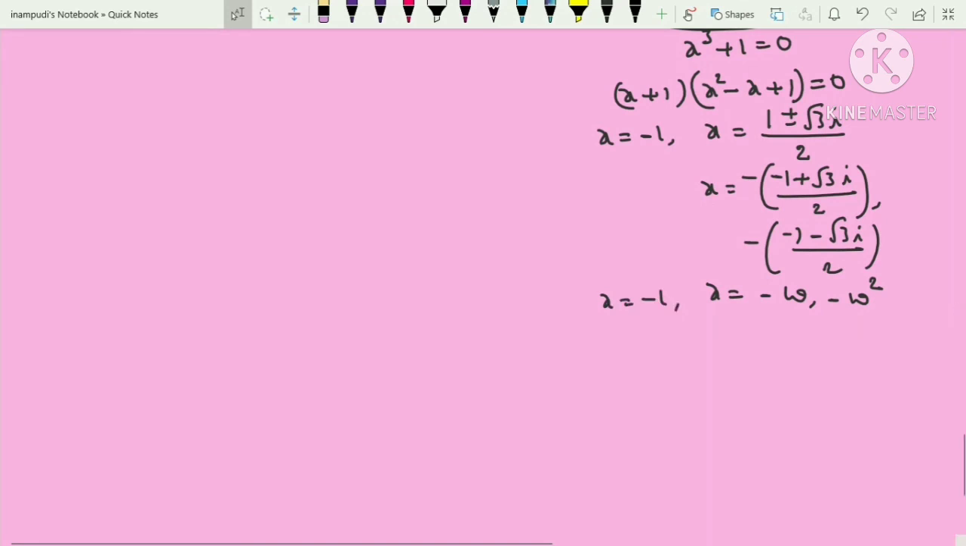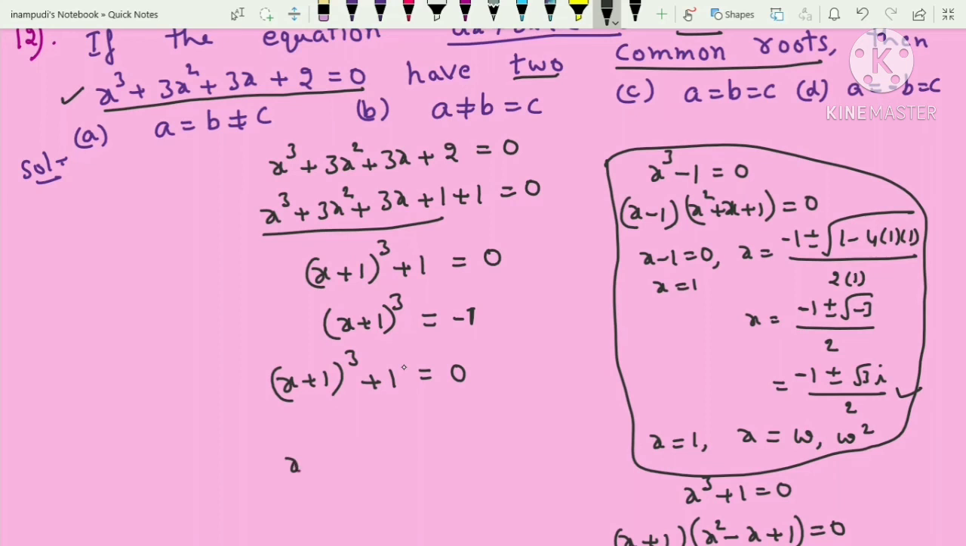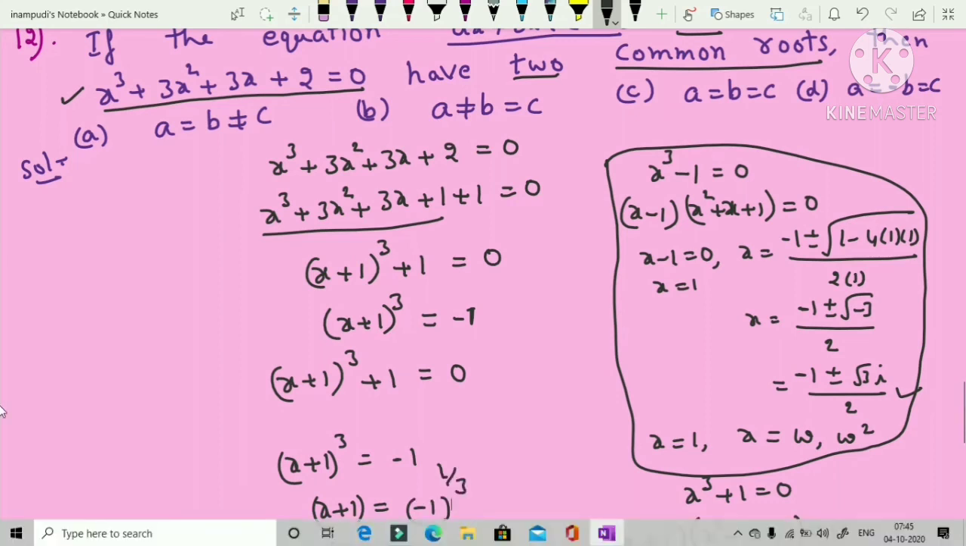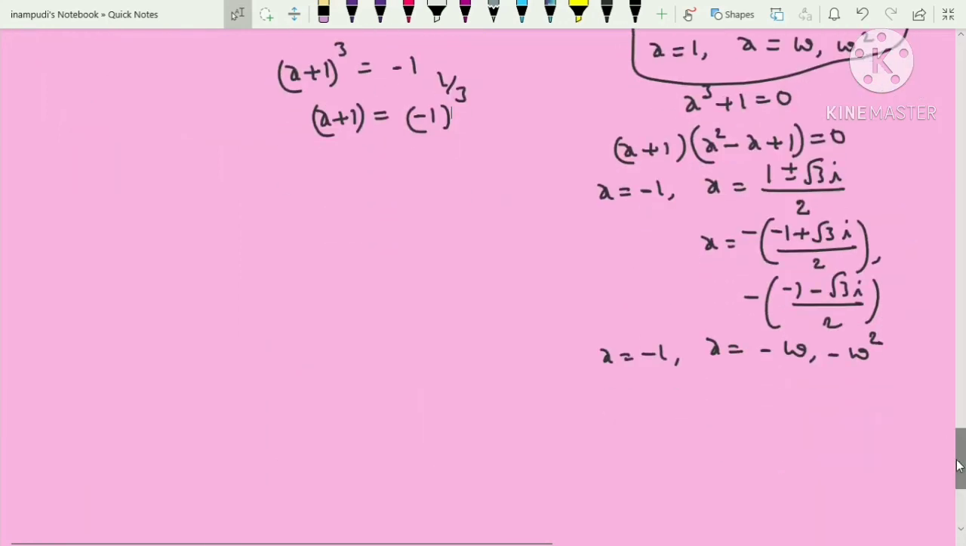So in this way, the main equation can be written as x plus 1 whole cube minus 1, and 1 goes to the left hand side, equal to 0. So x plus 1 whole cube is equal to minus 1. X plus 1 can be written as minus 1 whole power 1 by 3. So this is cube root of unity. Those roots are in this way.